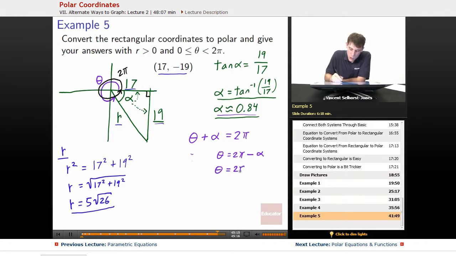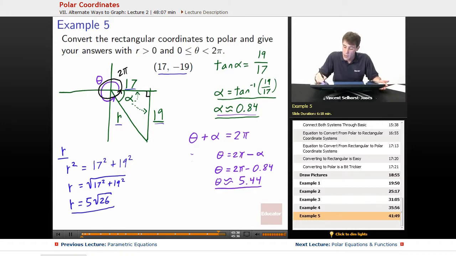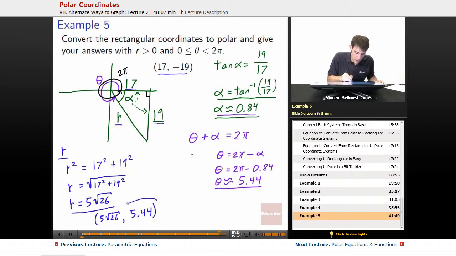So we have theta equals 2 pi minus 0.84, which gives us theta is approximately equal to, plug in 2 pi, 2 times 3.14 minus 0.84. We get approximately 5.44 for our value here. So that means we could plot the point as being 5 root 26, right? Our r value over here of 5 root 26 and comma 5.44. Oh, sorry. Theta comes out to be 5.44. So 5.44. That's what we wind up figuring out as our approximate value.